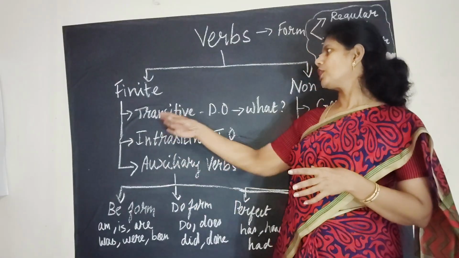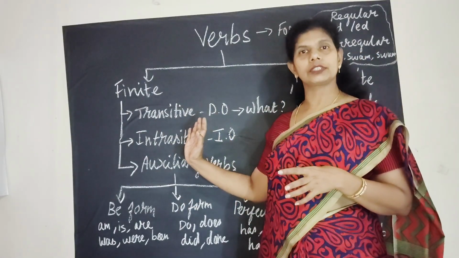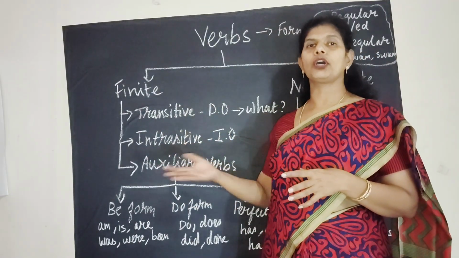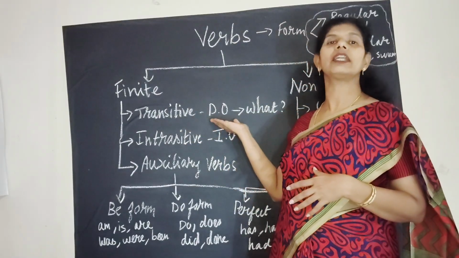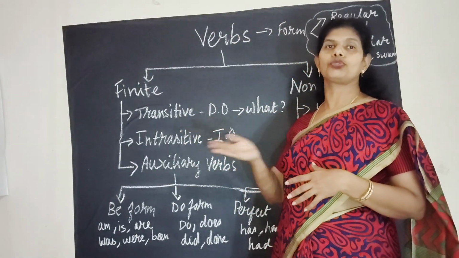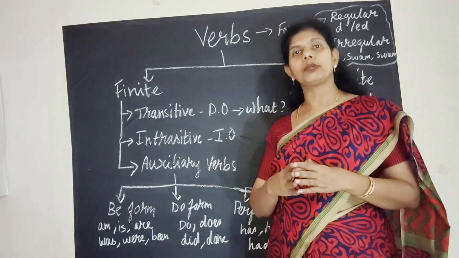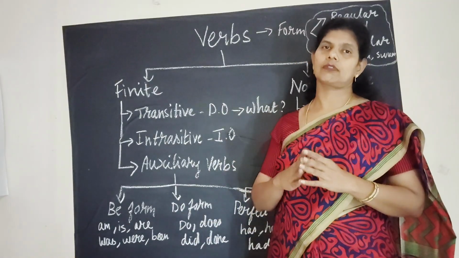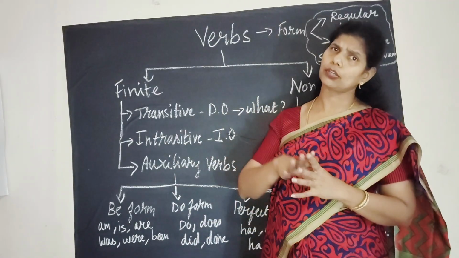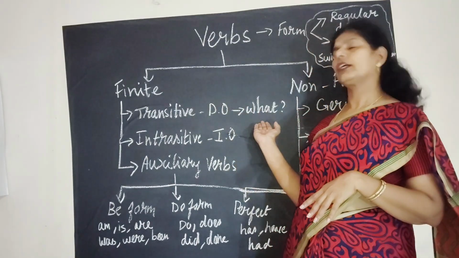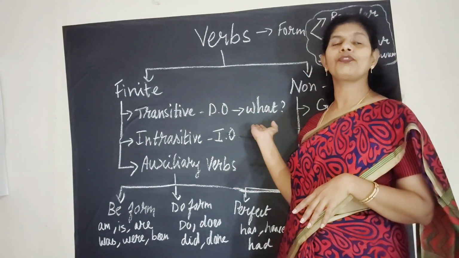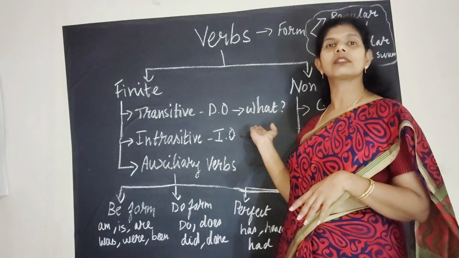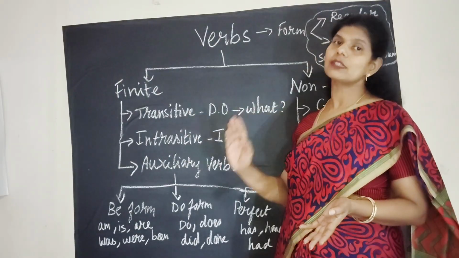The first one is the transitive verb. Now what is a transitive verb? A transitive verb is a verb which has a direct object. If the object after the verb is direct, it is transitive. How will we know whether it is direct or indirect? By asking the question what to the verb. If the object answers the question what, it is a direct object.